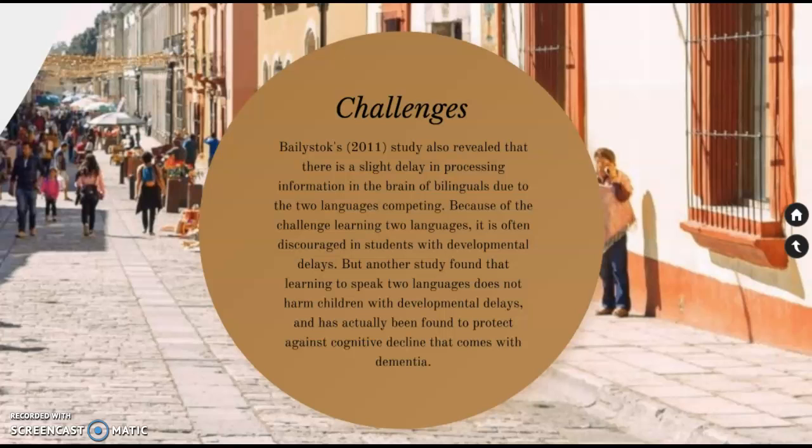Learning a second language is often discouraged in students with developmental delays, and this is due to the challenge of learning another language. But a study found that learning to speak two languages does not harm children with developmental delays, and it actually has been found to protect against cognitive decline that comes with dementia and Alzheimer's.